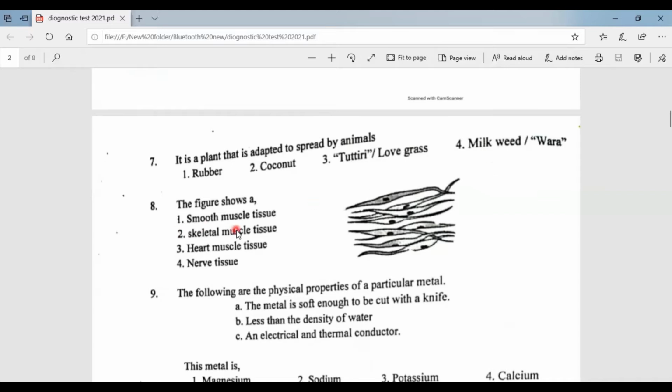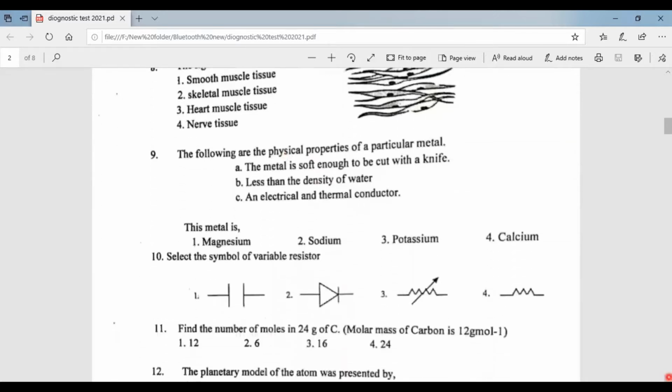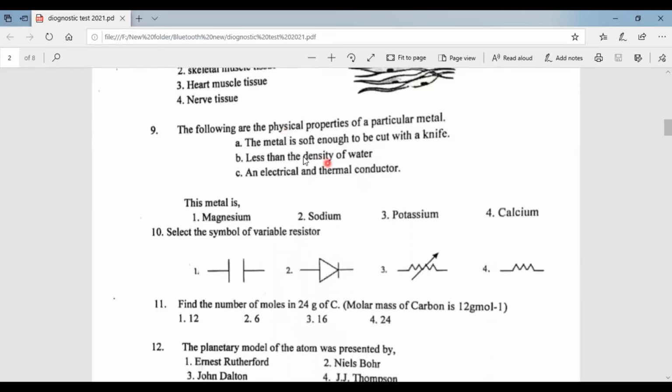Eighth one, the figure shows a smooth muscle tissue. How to identify it? Because there are no branches and spindle-shaped cells are there with one nucleus. Ninth question, the following are the physical properties of a particular metal. The metal is soft enough to be cut with a knife. When you see it, you can identify this metal, that is sodium. It has a density less than water, which means it floats on water, and it is an electrical and thermal conductor. So the answer is number 2.